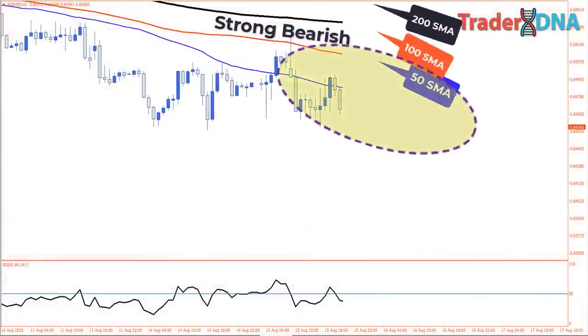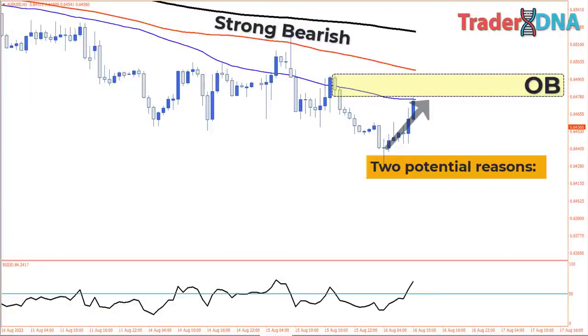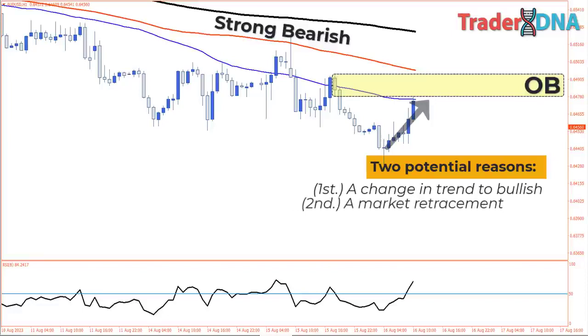Here, we can clearly identify an order block formed under the strong bearish zone. Then, the price moves upward for two potential reasons. First, a change in trend to bullish, or second, a market retracement. Because the SMA formation indicates a strong bearish trend, we maintain the assumption that the market is in a strong bearish condition. The upward movement is considered temporary before continuing its bearish trend.